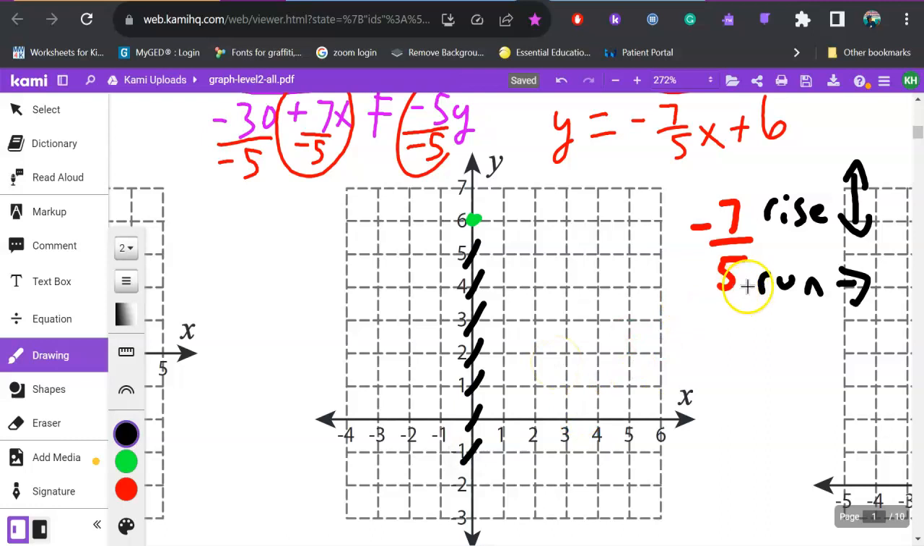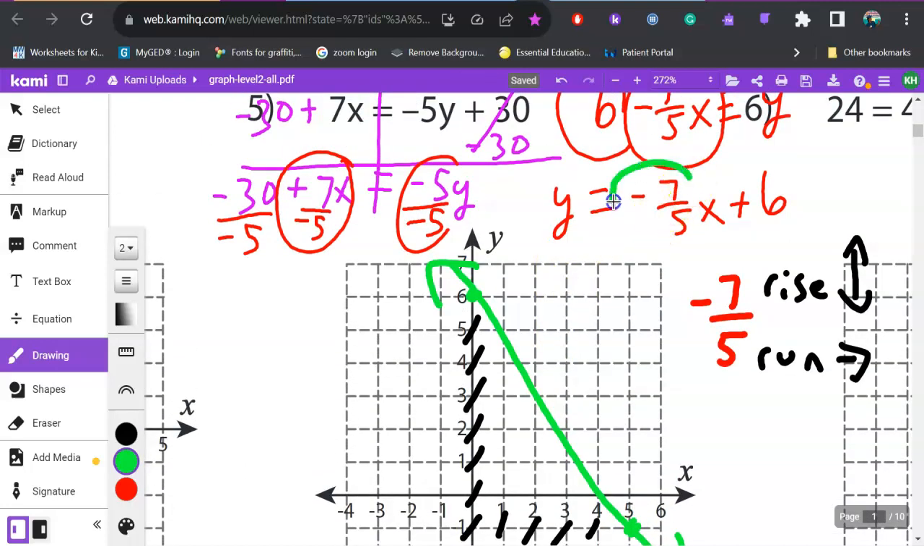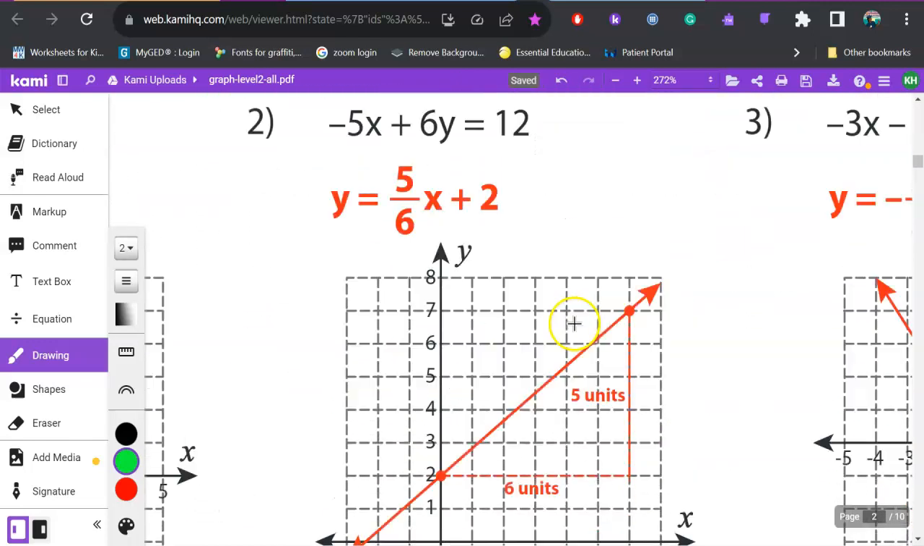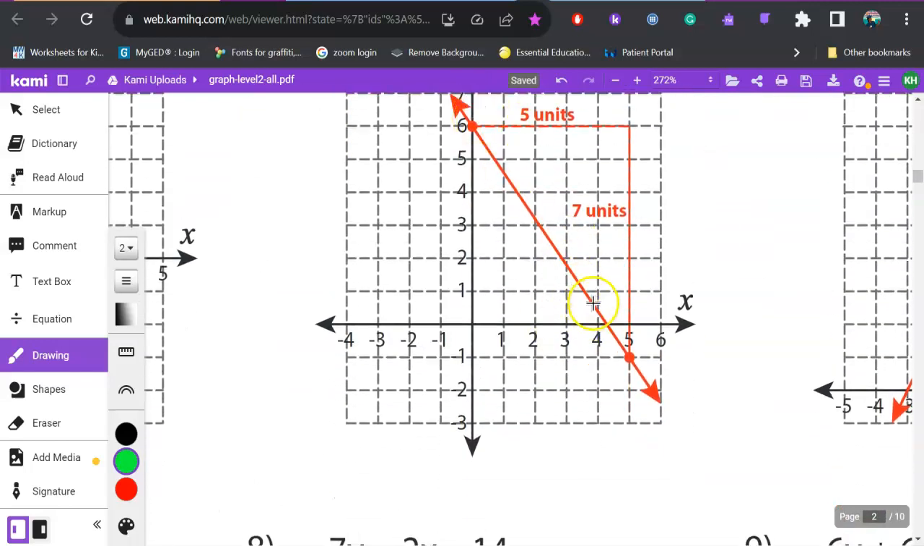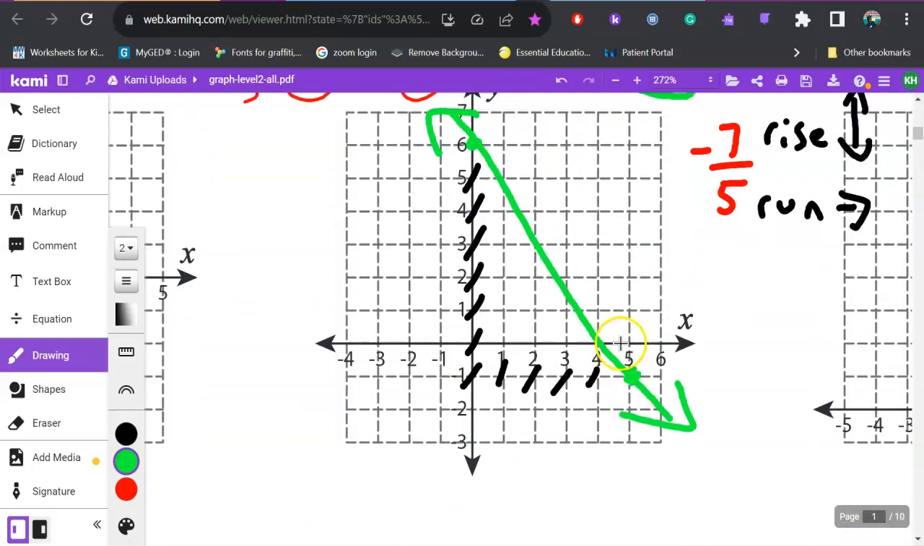And how much am I going to run to the right? I'm going to run 5. 1, 2, 3, 4, and 5. There. Creating my line, which looks like this. And there we go. And as you can see, remember, our slope was negative, so therefore our line should be negative, which it is, as we can see here. Negative slope. All right, let's try it again and take a look at the next one.